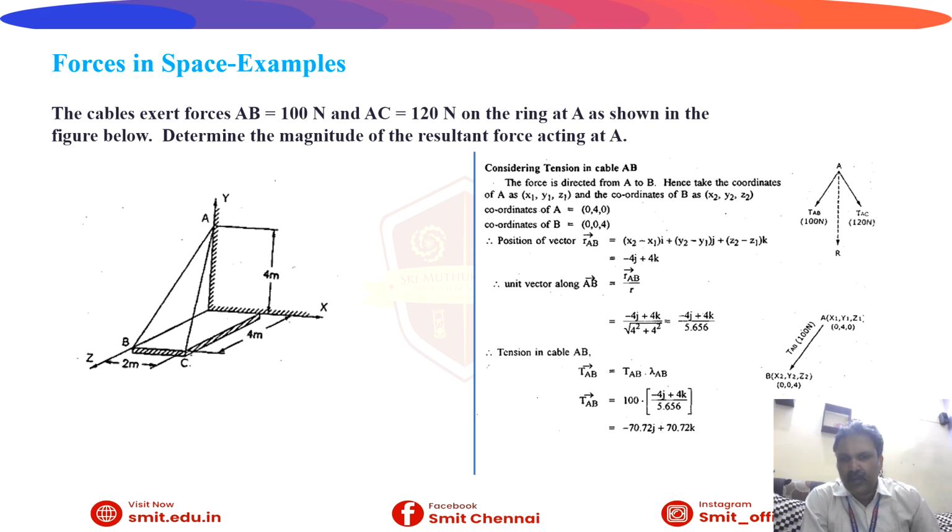The tension in the cable, TAB vector, is equal to TAB times lambda AB. This also we have seen in the previous slide. That 100, what is the tension value? 100 is given in the question. Just multiply with the lambda AB.